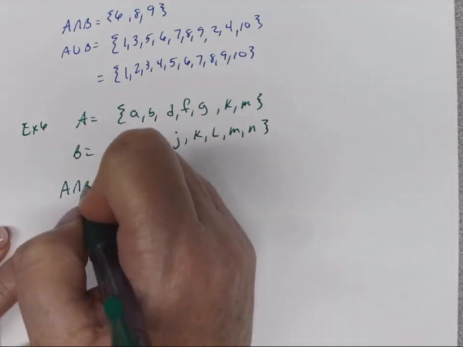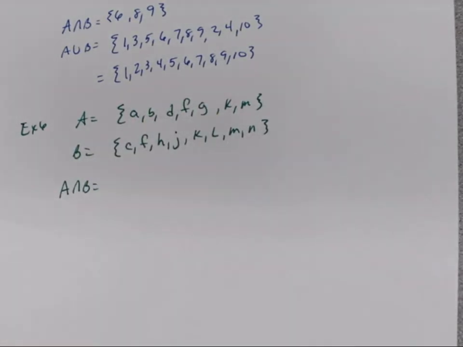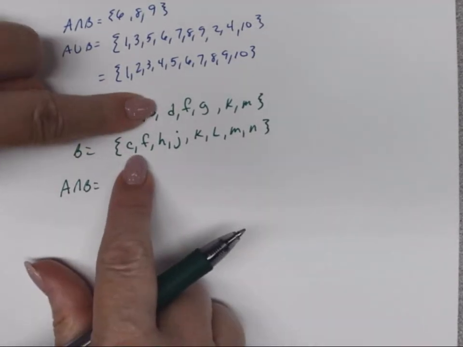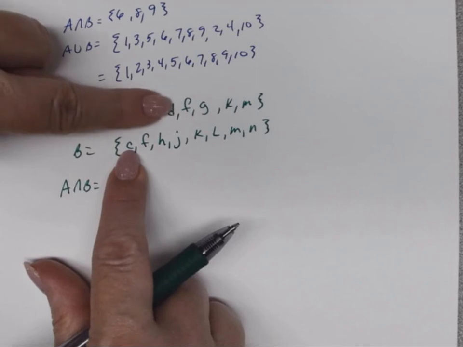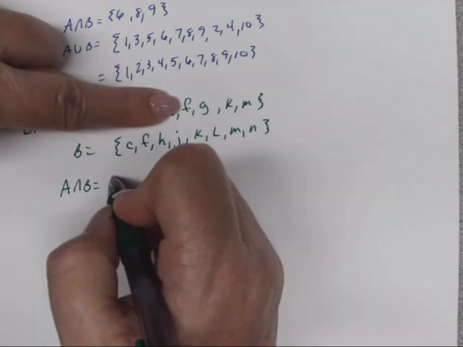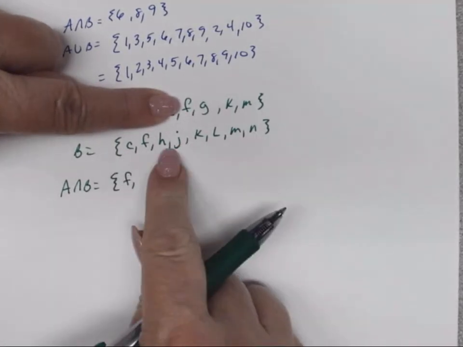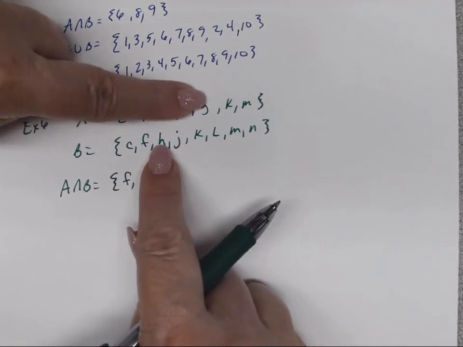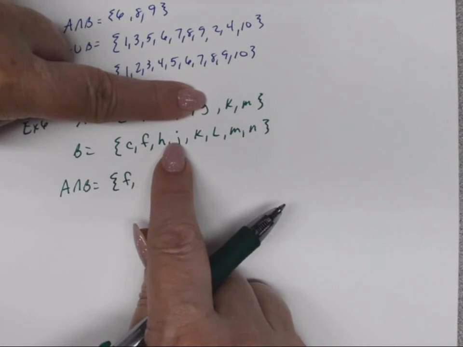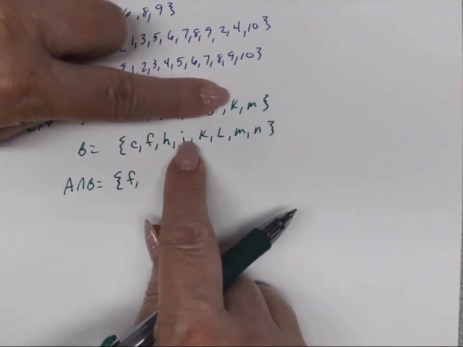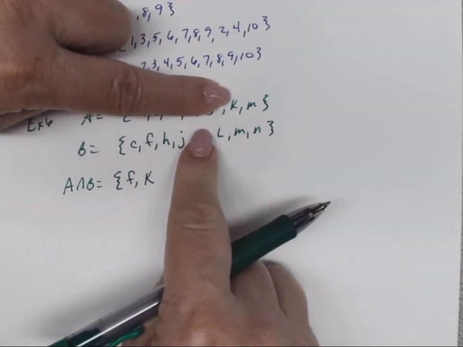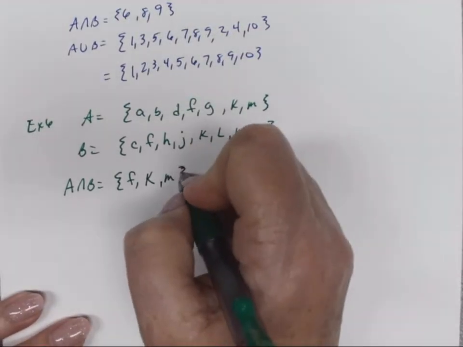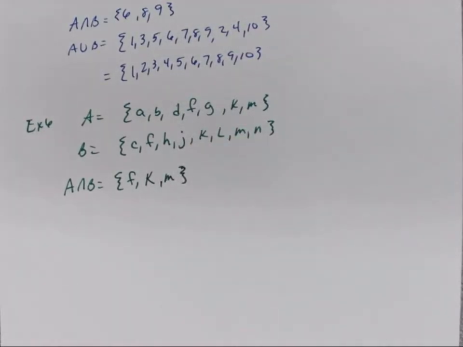So intersection of A and B, what do they have in common? They both don't have A or B or C or D. Oh, they both have an F. G, H, they don't have I, they don't have J. Oh, we have a K. L, oh, they both have an M. So those are the letters that they have in common.